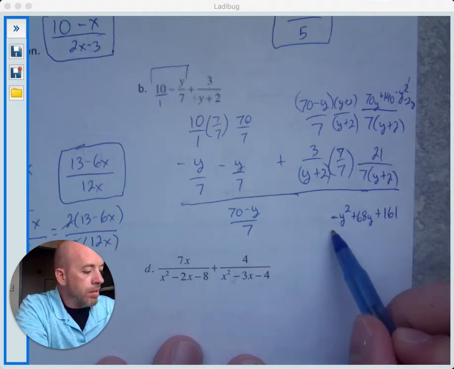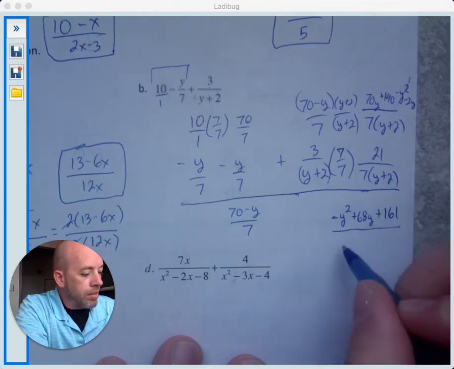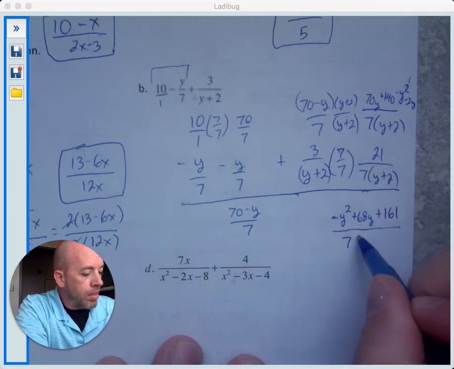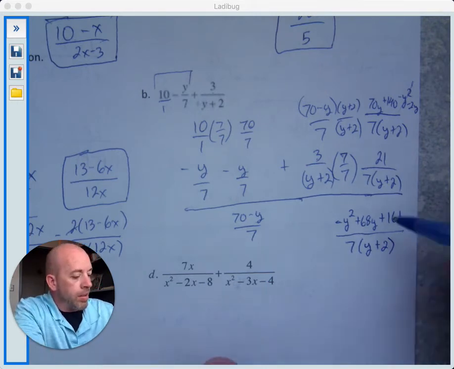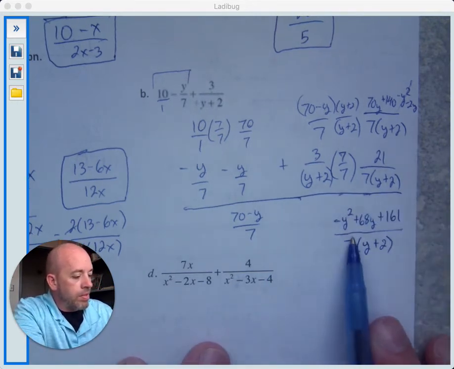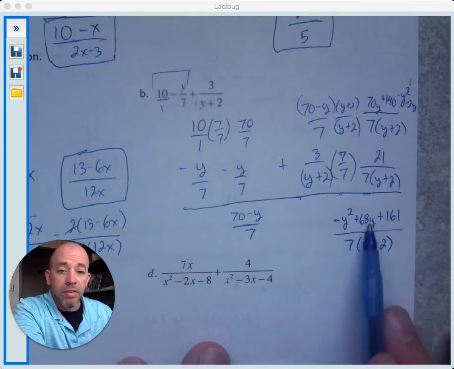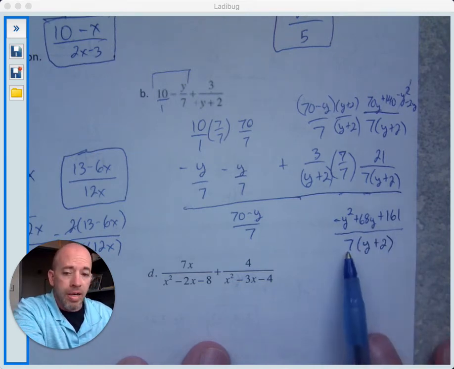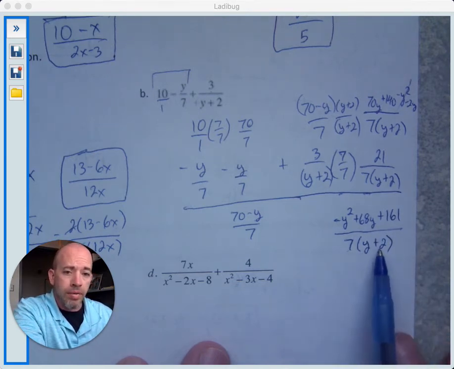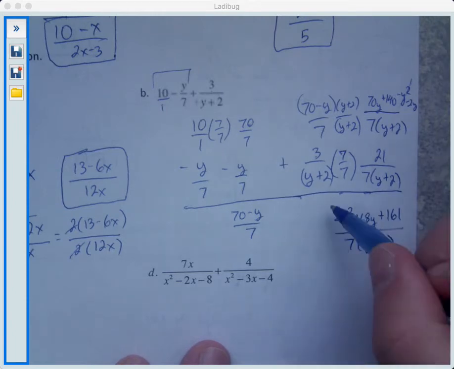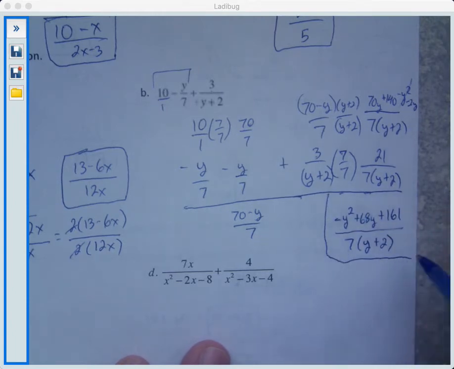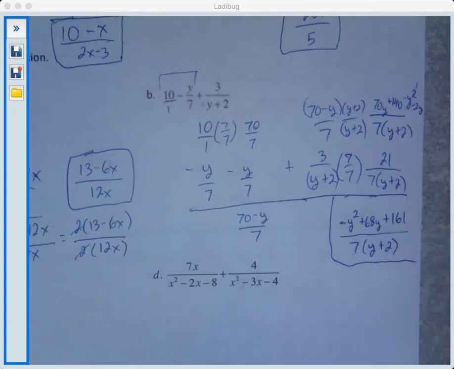And this is all over 7 times y plus 2. All right, so we have successfully added, and we could see if this could be factored, but I don't think it can. And even if it could, we can't take out a factor of 7, or I don't think we can take out a factor of y plus 2 because this is an odd number, right? So this is reduced completely, and we are in good shape.